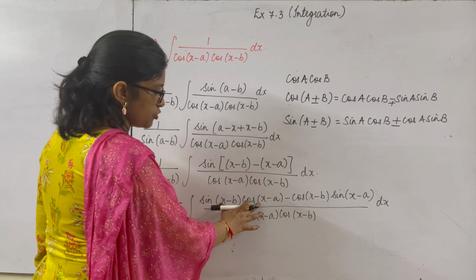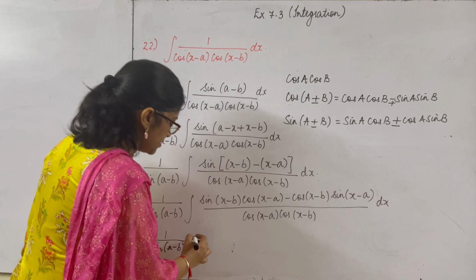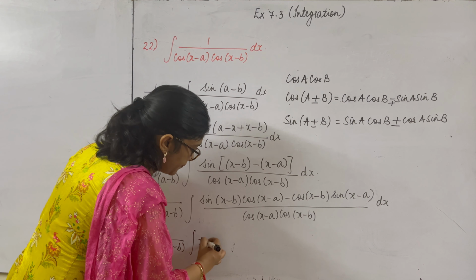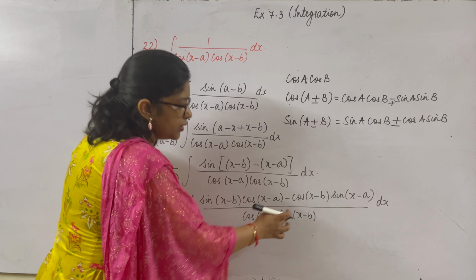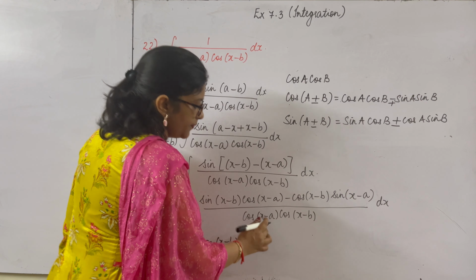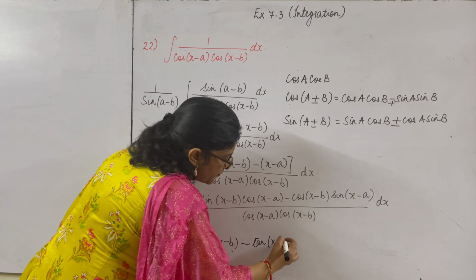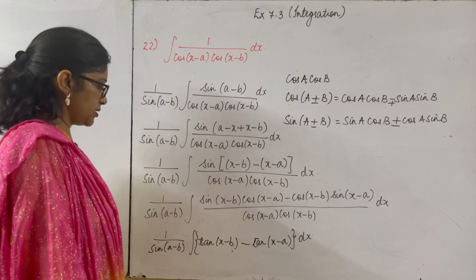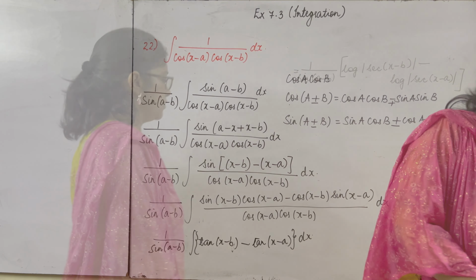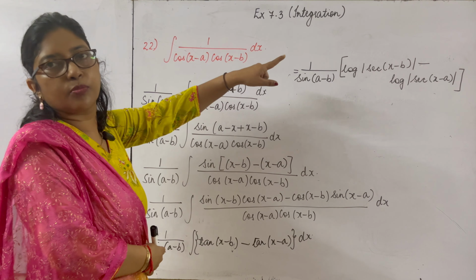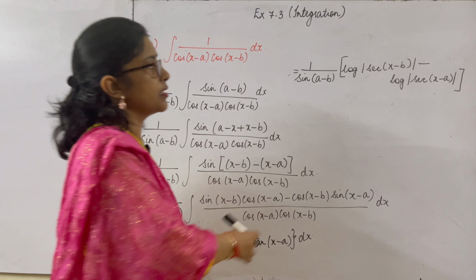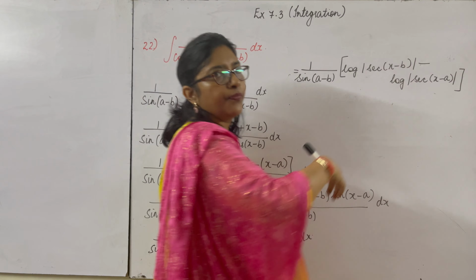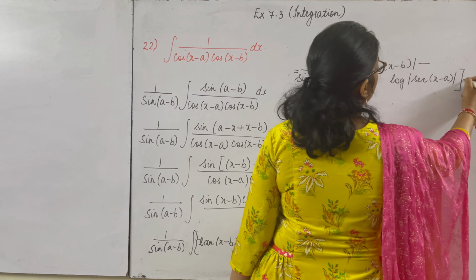Now separate this out. So in the first term, cos x minus a will get cancelled. You will be left with sine by cos of the same angle, which is tan. In here, cos x minus b will get cancelled, and we have tan of x minus a. Integration of tan is log modulus sec x. So we have written integration of tan is log modulus x minus b and log modulus x minus a. You have to differentiate x minus b in the denominator, but the derivative is 1. Same for this one. Of course, yes, the integration constant c.